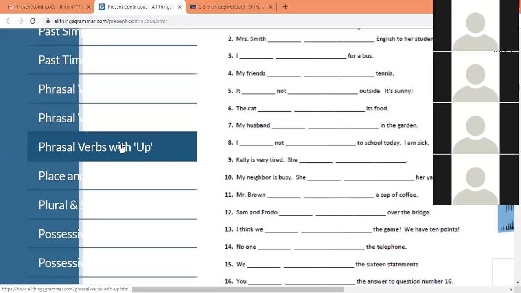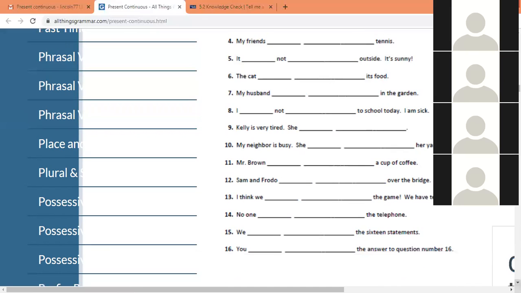No one is using the telephone. Using the telephone. Yeah. Okay. Number 15, Dina.